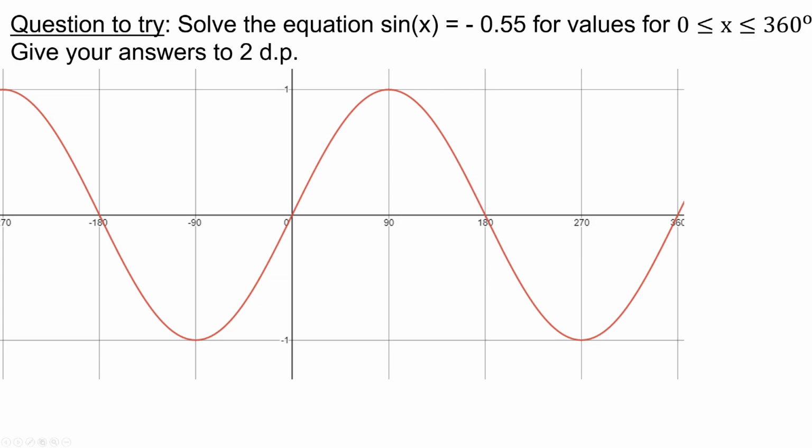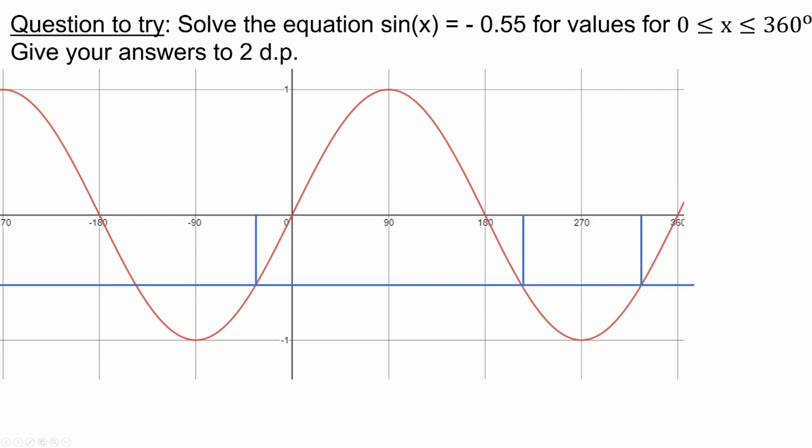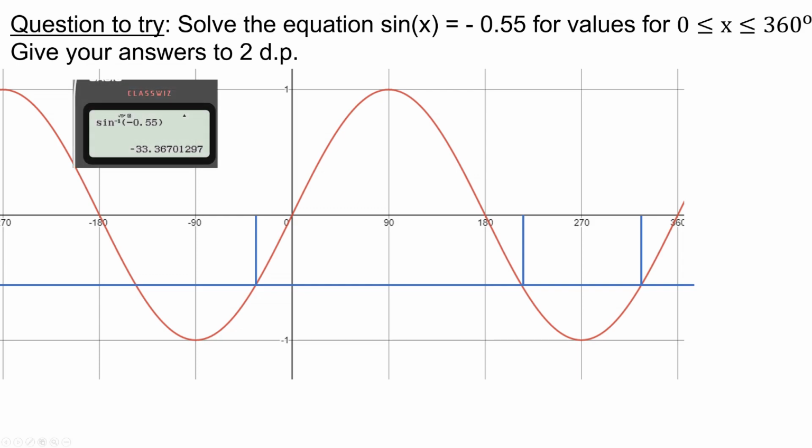Here is the answer. First I'm going to draw the horizontal line, y is equal to minus 0.55. Wherever the blue line hits the graph, that corresponds to a solution. I only want solutions between 0 and 360, so I'm only concerned with the two solutions on the right. However, when I use my calculator, shift sine or sine minus 1 of minus 0.55, I get minus 33.36, which clearly corresponds to this solution here.